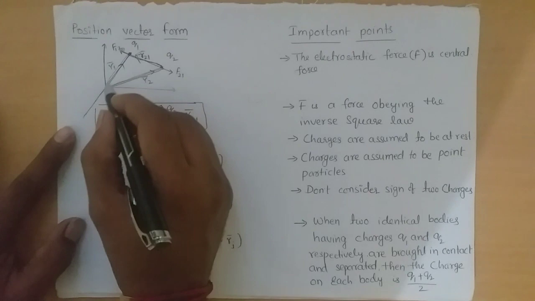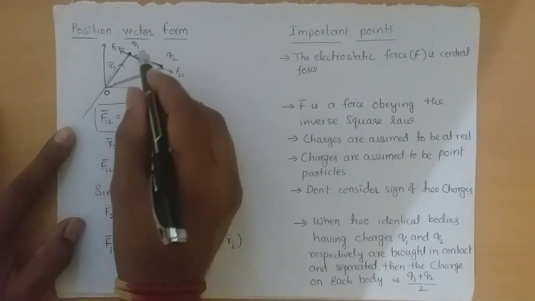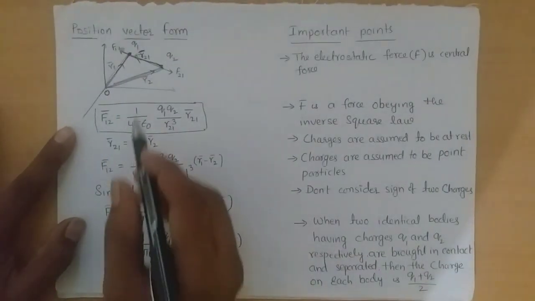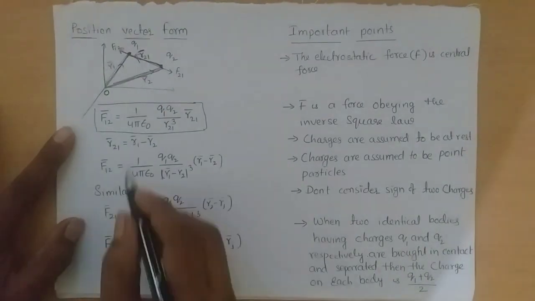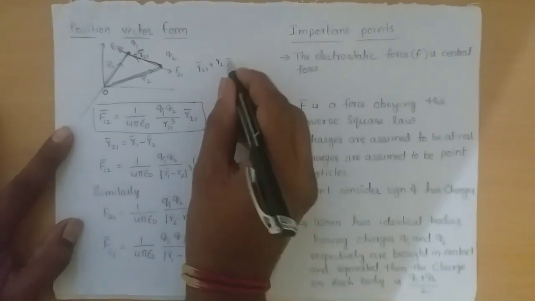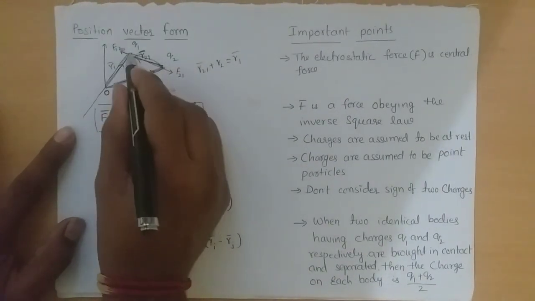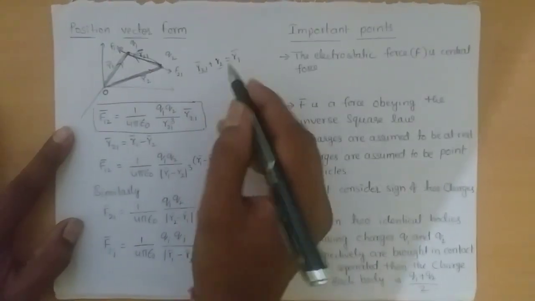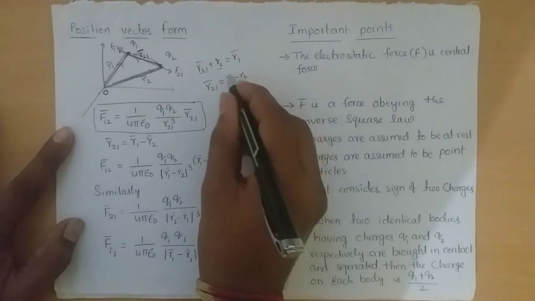Now if you consider this triangle, from the triangular law, r2 and r21 bar are in the same order, but R1 is in the opposite order. So the sum of these two equals this one. We can write r21 bar plus r2 bar equal to R1 bar. These two are in the same order, and this one is opposite. So now R21 plus R2 equal to R1. From this, R21 bar equals R1 bar minus R2 bar.